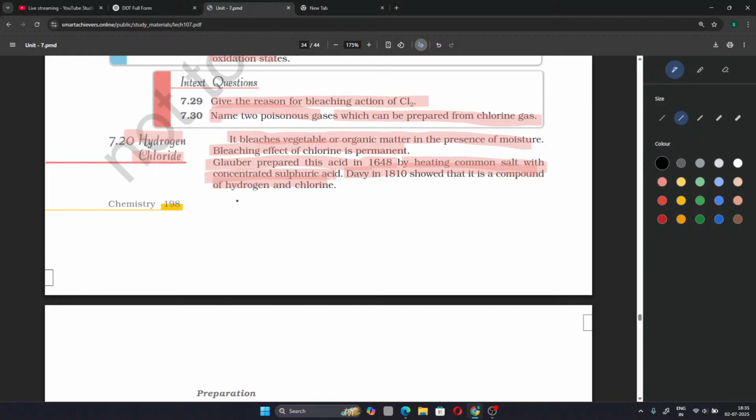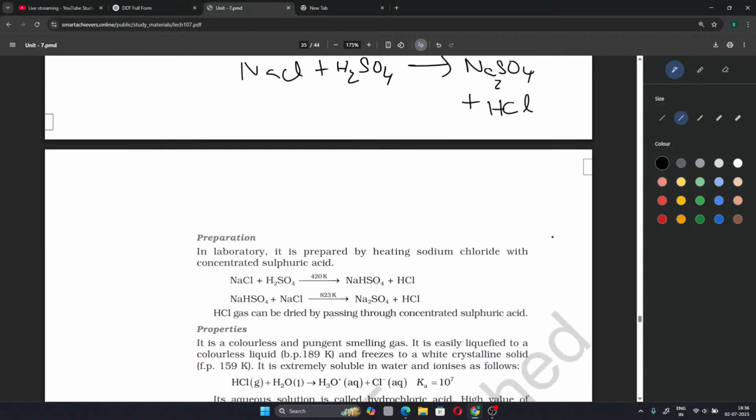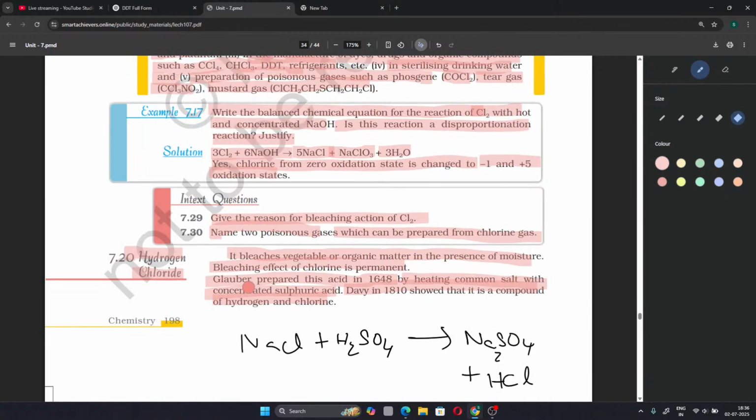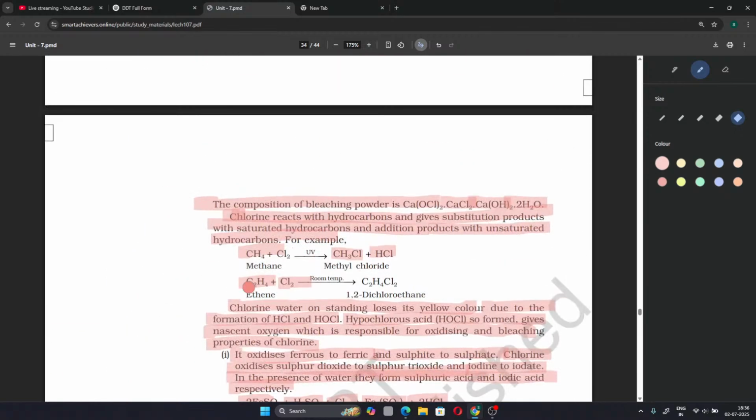And the reaction, Glauber prepared this by heating NaCl plus H2SO4 gives NaHSO4 plus HCl. Glauber prepared it. Davy named it. As for finding chlorine itself, Scheele found it.